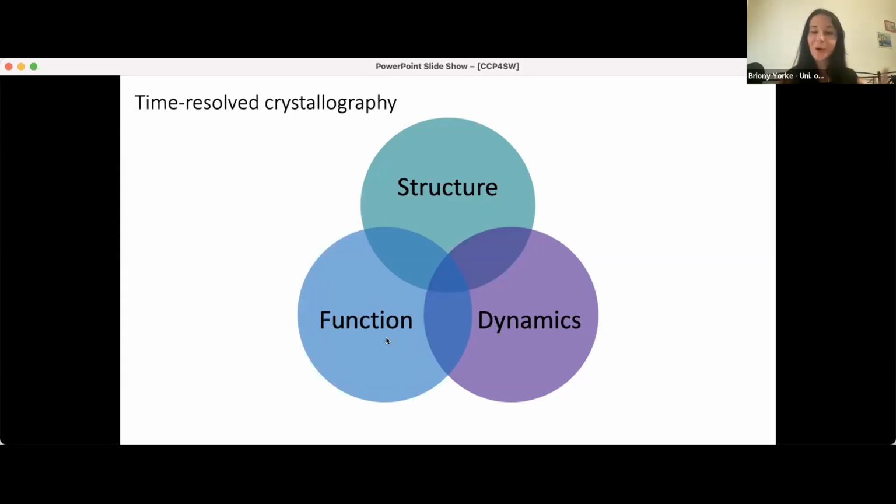and try to elucidate a function from a static structure that we see. So we know the positions of different amino acids can tell us a lot about how a ligand might bind or about the mechanism that might occur in that active site.